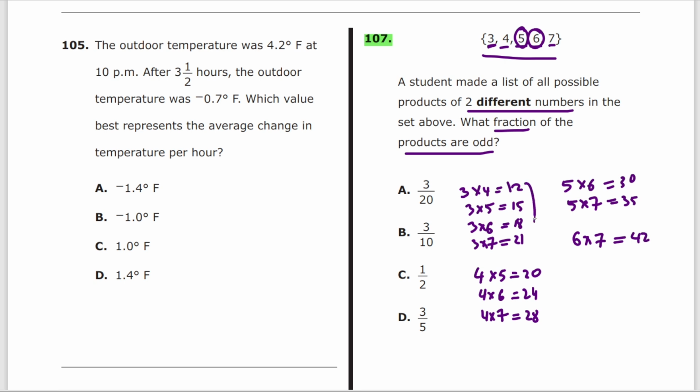How many total products? 4, 3, 2, 1. If you add this up, you get 10 on the bottom. How many of these products are odd? 1, 2, and 3. 3 out of 10, B.